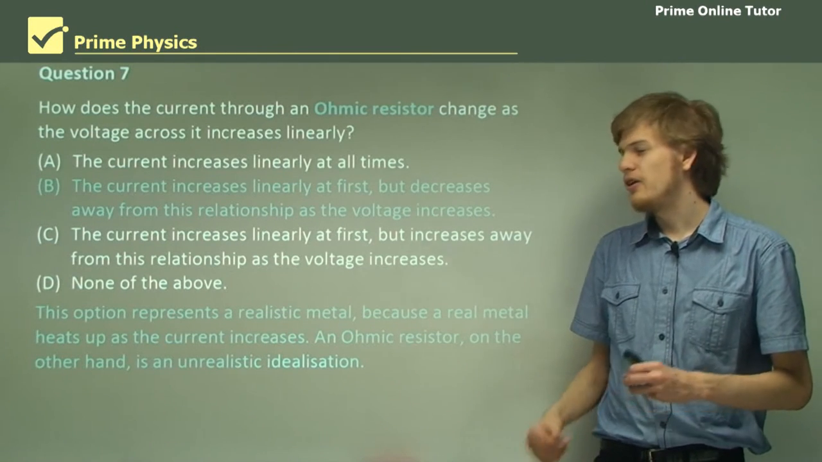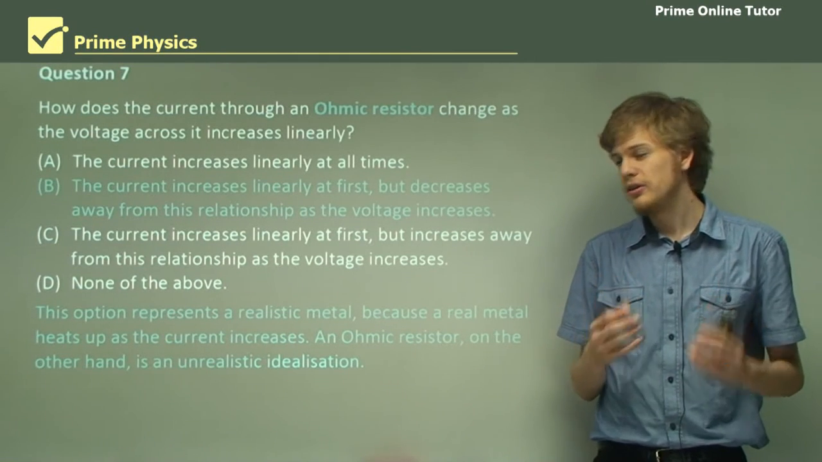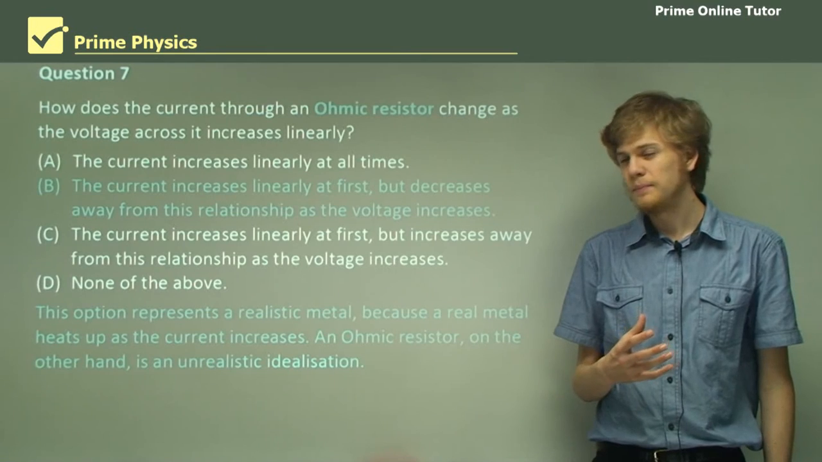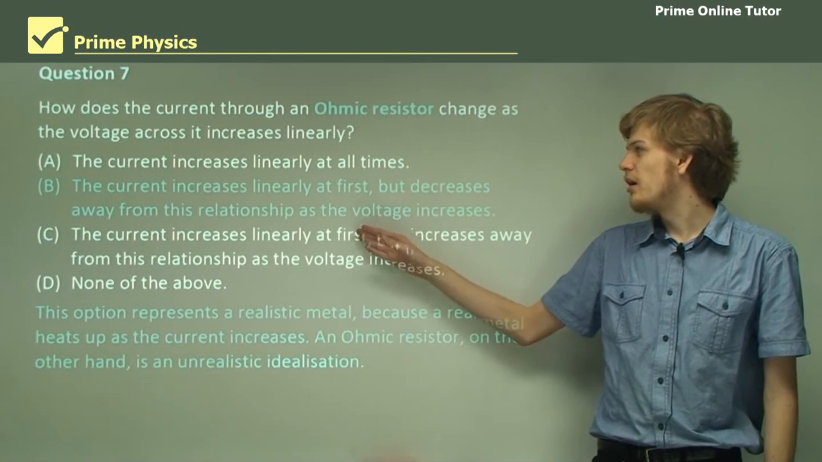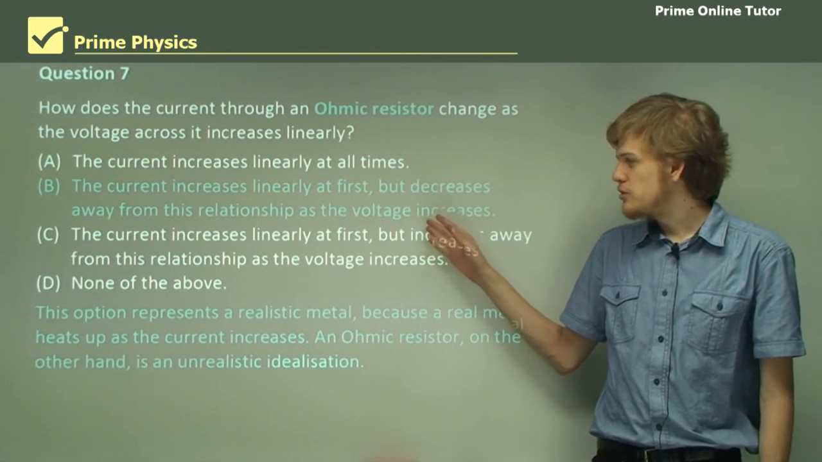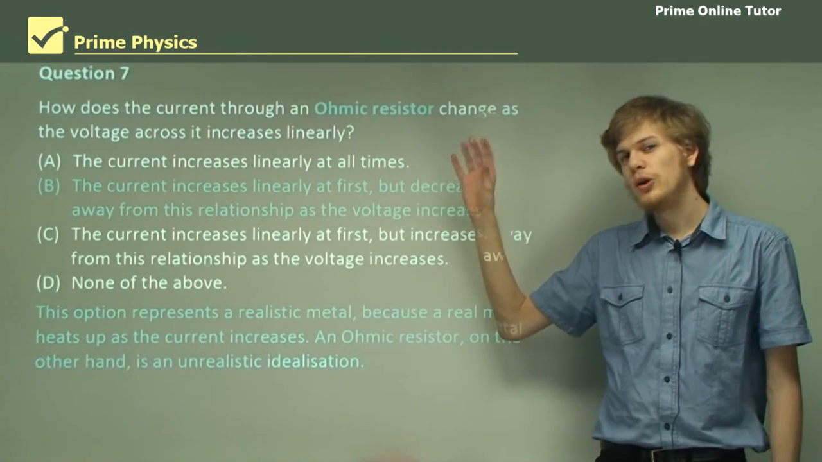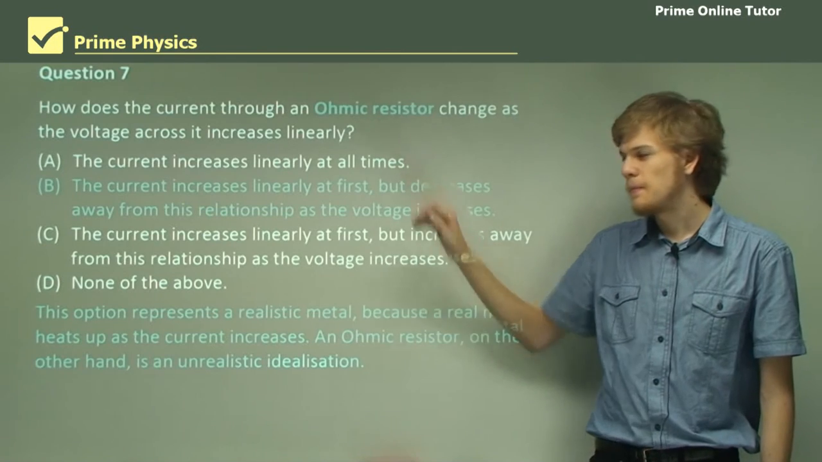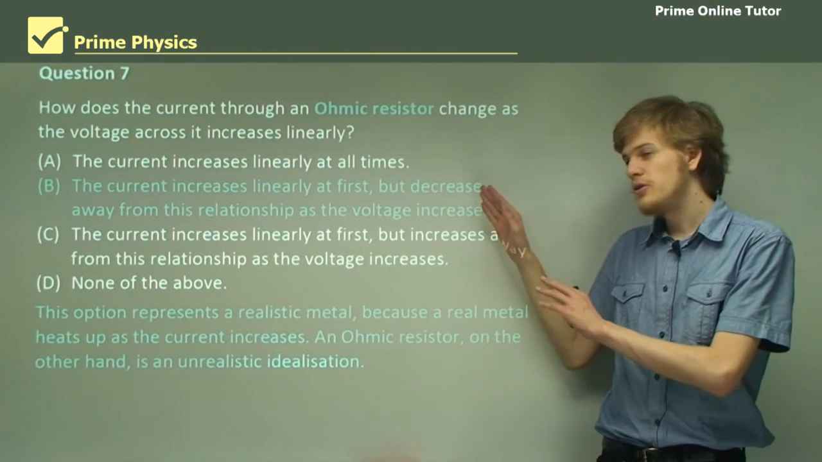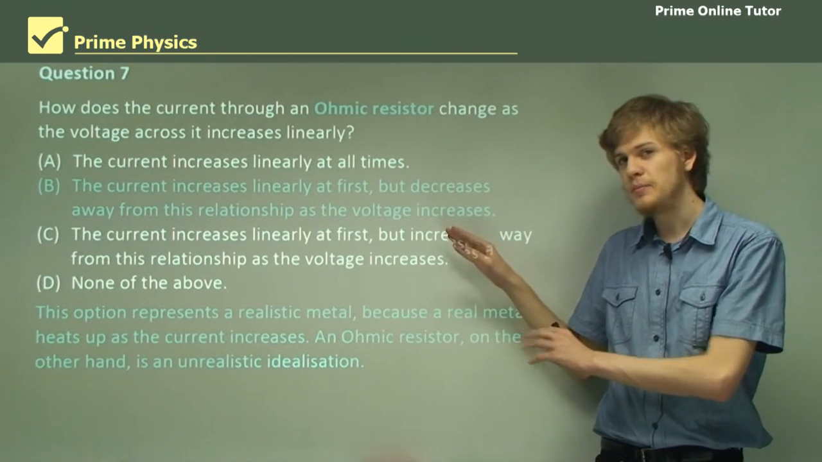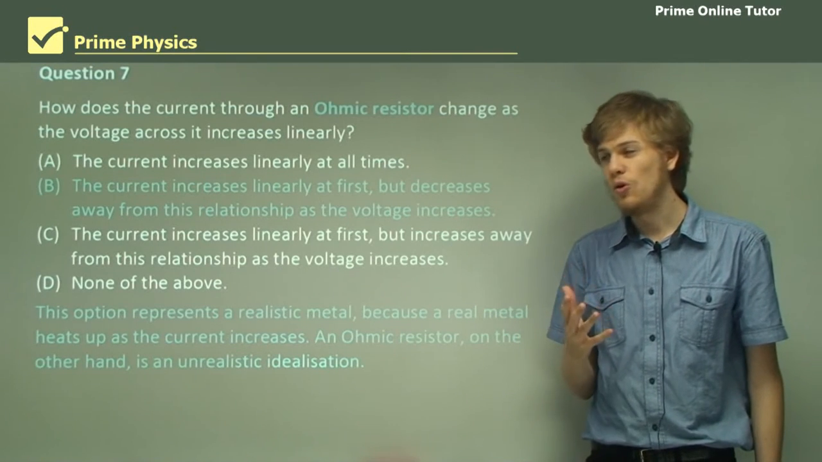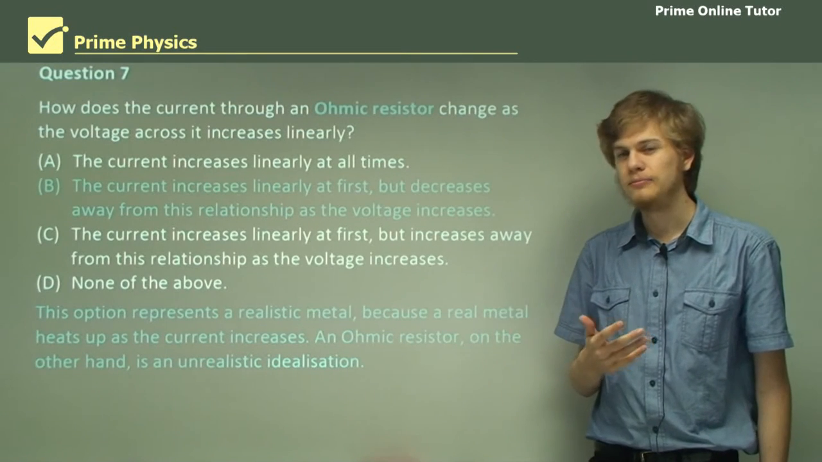Part B says that the higher we try to get the current, the higher the resistance we'll get, and so the current will decrease away. Now this is true of resistors in the real world, but resistors in the real world are not ohmic resistors. So because we decrease away from the relationship, we're no longer following Ohm's law, which says V equals IR.